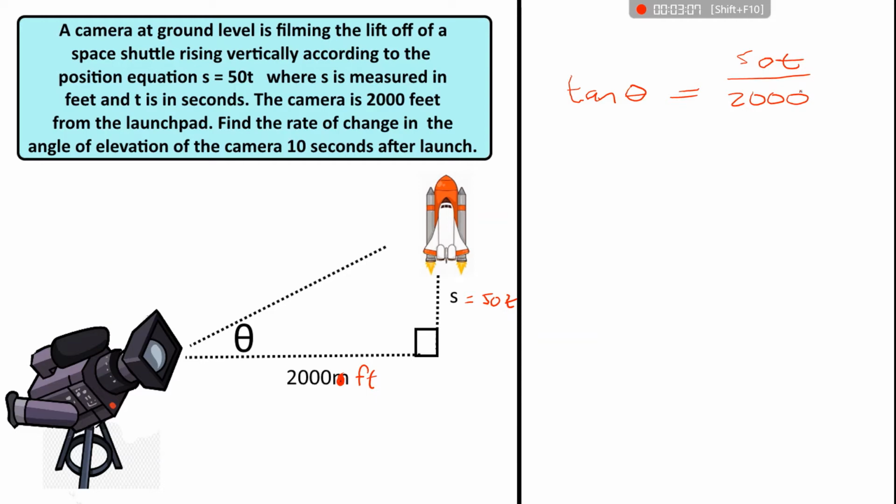If I wanted to solve for the angle right now, I could do that with this formula. So 10 seconds after launch, my angle would be the arctangent of 50 times 10 over 2,000, or 1/4.